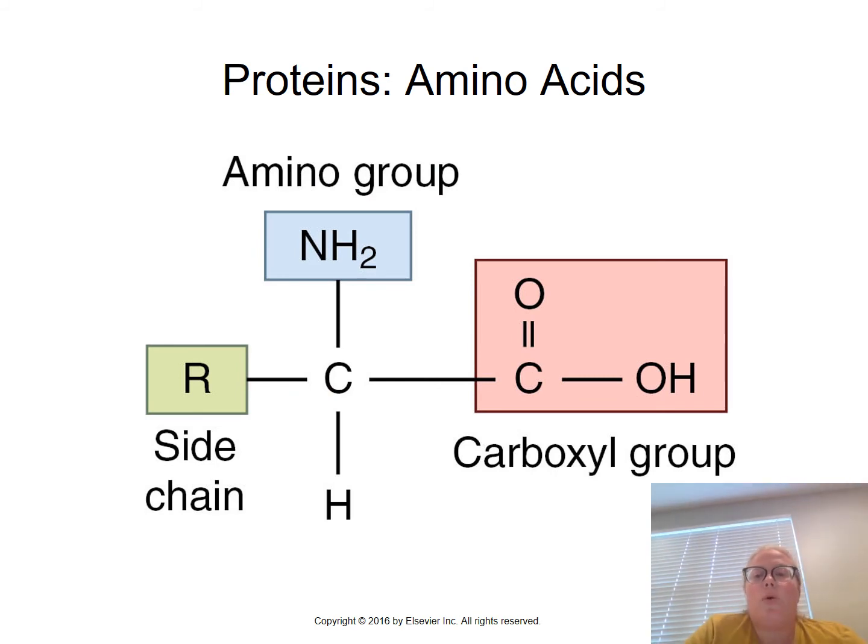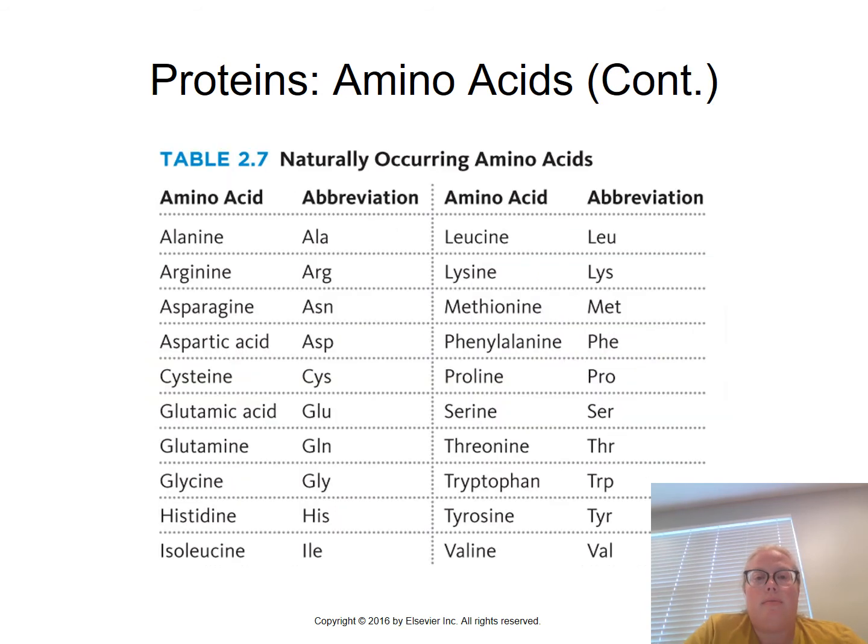For those of you who are visual learners, you will like this slide. Here are some different examples of naturally occurring amino acids. Some of them you may recognize, some of them you may not.